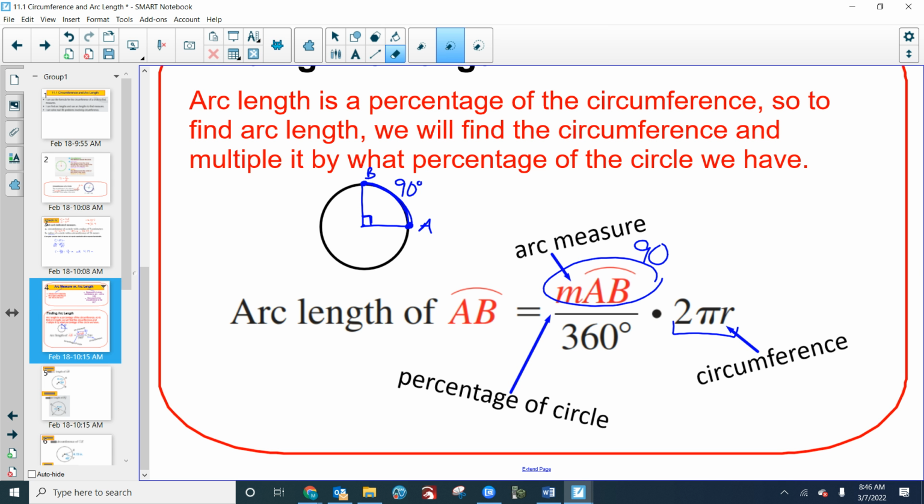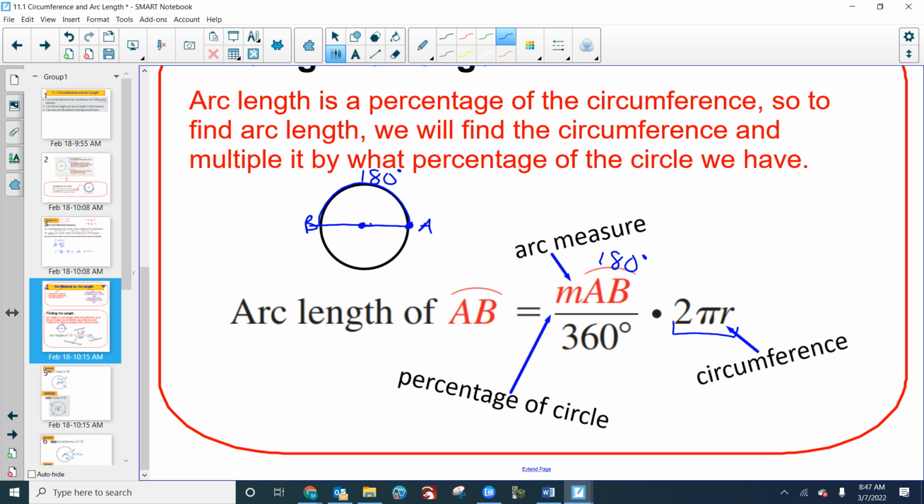Like, look, here's another one. Let's do halfway around the circle. Here's arc AB. Isn't that a 180-degree arc? What's 180 over 360? Half. Half of the circumference would find half the distance around.